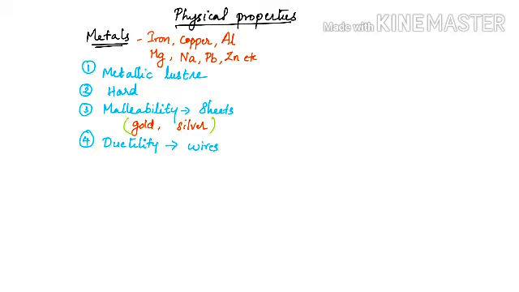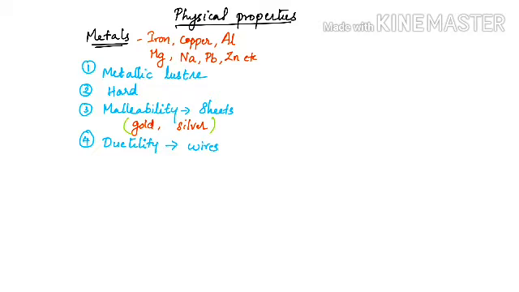That property we call ductility, so we can make metals into thin wires. Metals are ductile in nature and malleable in nature. That is why they can be beaten into thin sheets and drawn into thin wires. We can make metals into different shapes according to our needs.